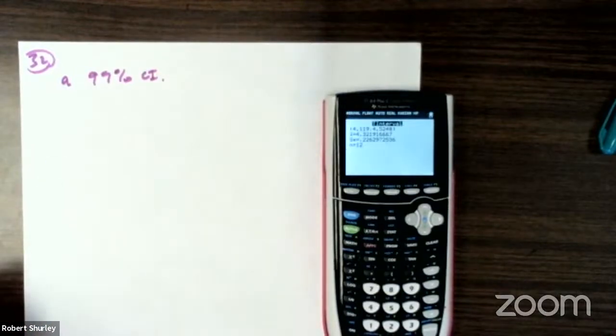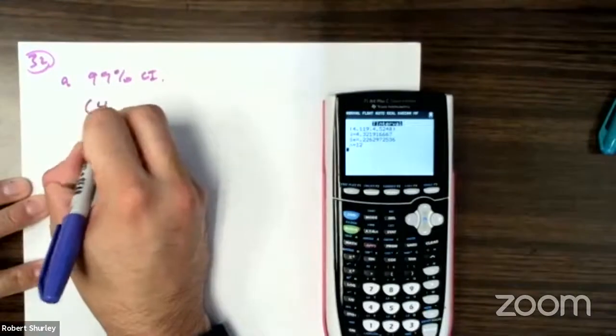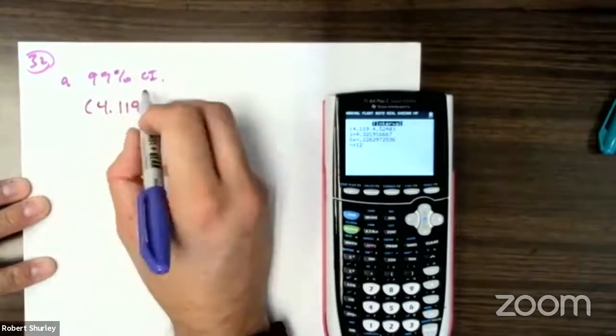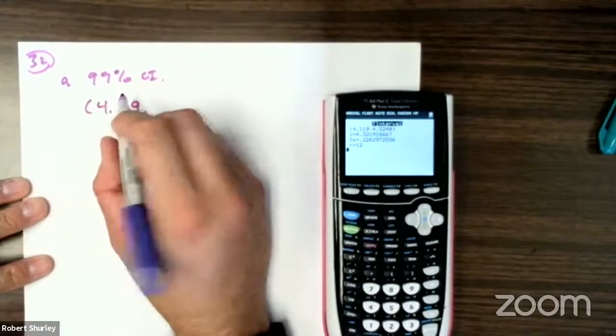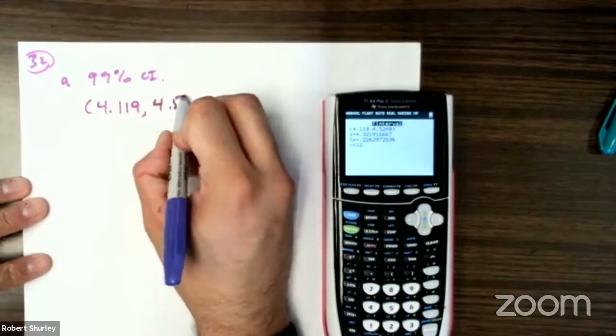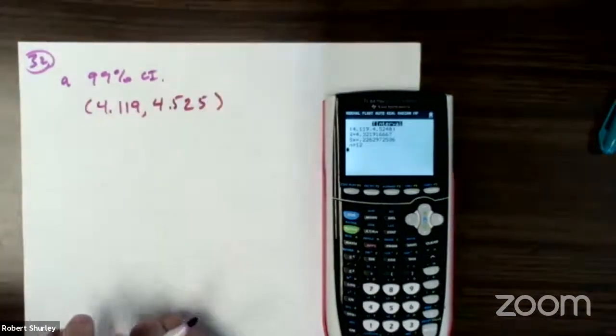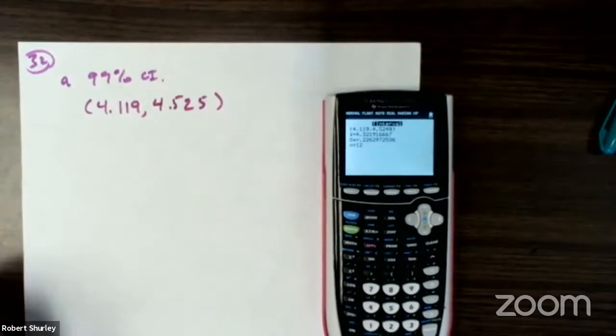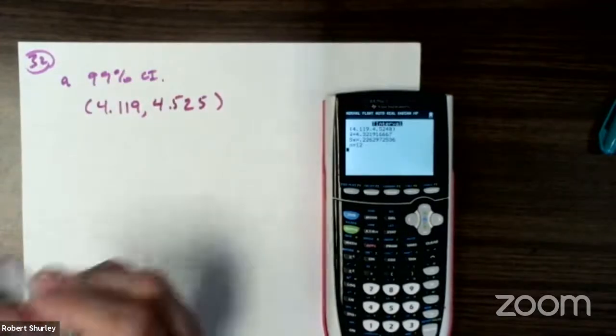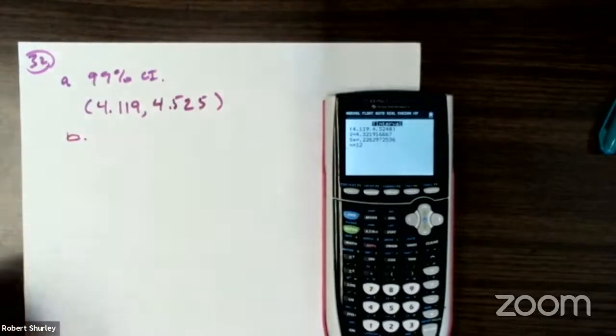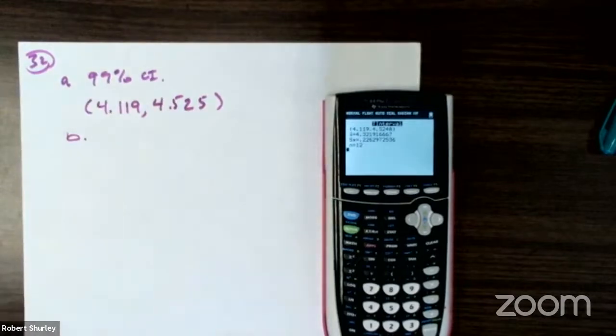So 4.119 and 4.525. So that's the interval whenever you pop it into your calculator. That's the interval they got to. It says B, 1 week earlier, the mean rate was 4.050. A mortgage broker claims that the mean rate is now higher. Based on the confidence interval, is this a reasonable claim?